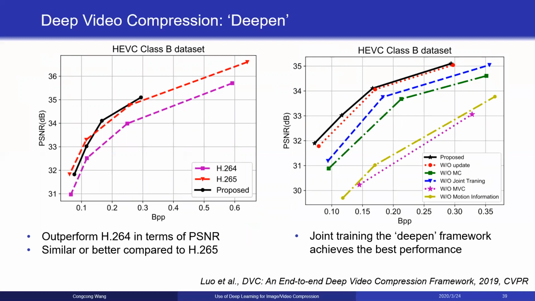The authors also did some ablation study. The blank line is the result of jointly training all the blocks together, and the other curves indicate that some part is not jointly trained or is removed. It shows the benefit of jointly optimizing a deepened system in an end-to-end way. It achieves the best performance as shown here. It also shows that motion information is important. This is the performance obtained without motion information. There's a big gap between the performances here.